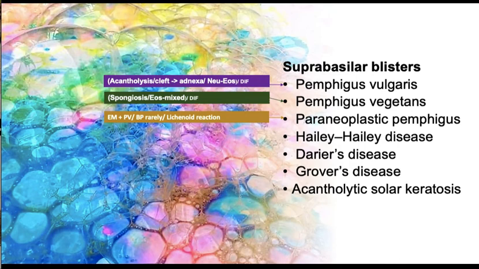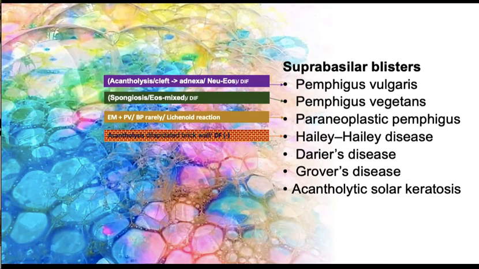Hailey-Hailey, Darier's, and Grover's, I want you to think of these three as one group, but one of them is more severe than the other two. And hopefully I will be able to help you differentiate between the three. So in Hailey-Hailey, like all of them, they have the suprabasilar blisters. Hailey-Hailey has acantholysis that is usually described as a brick wall where the bricks are separated from each other because of the acantholysis.